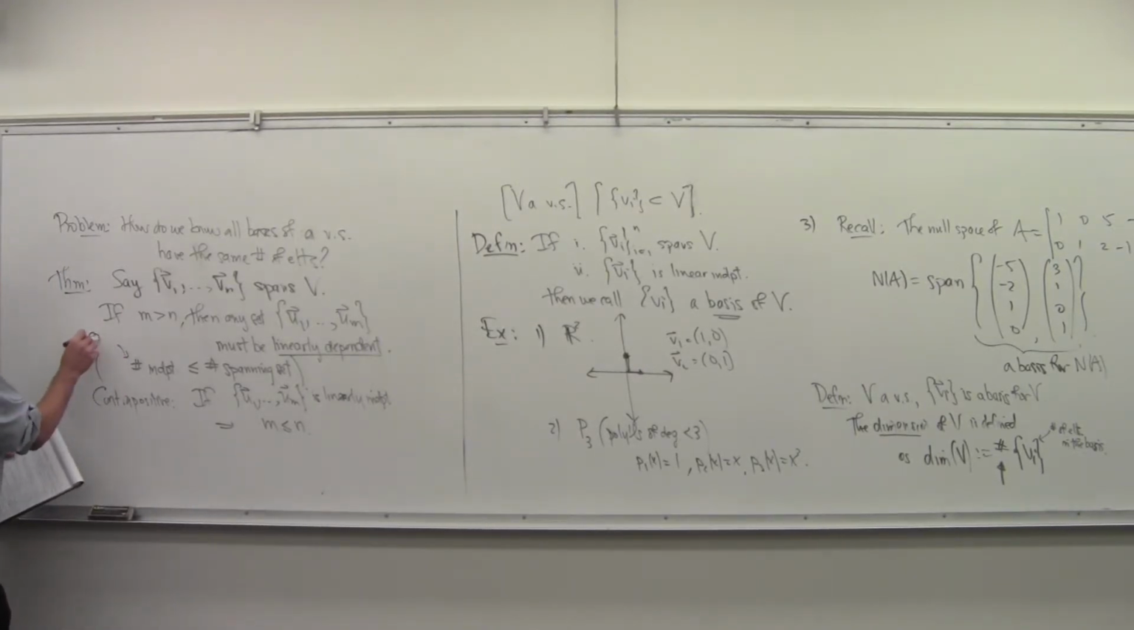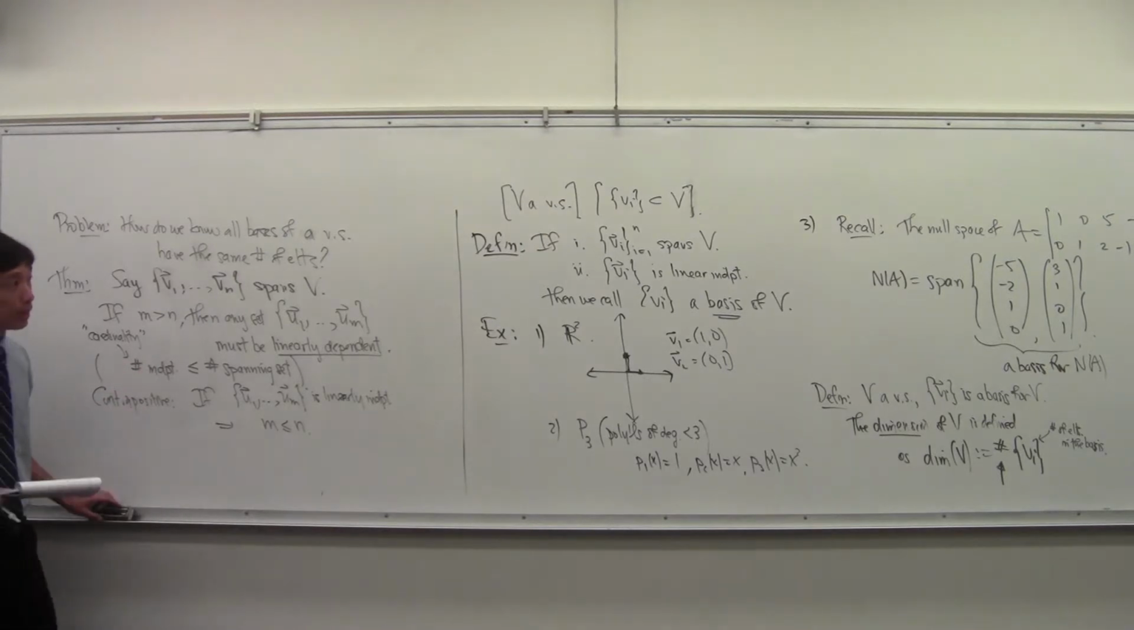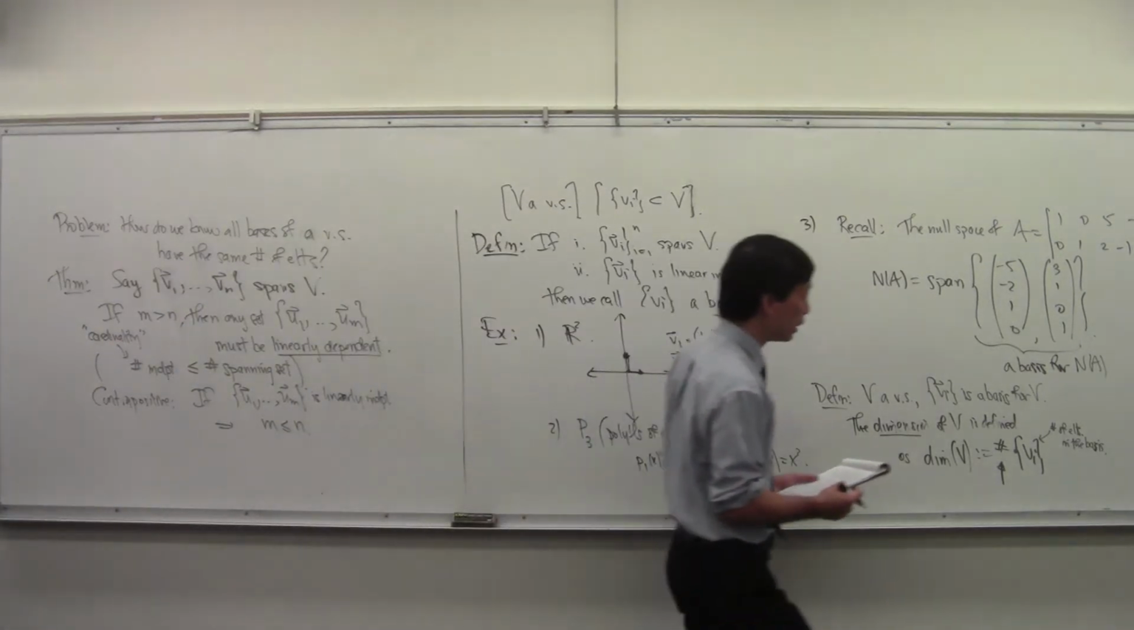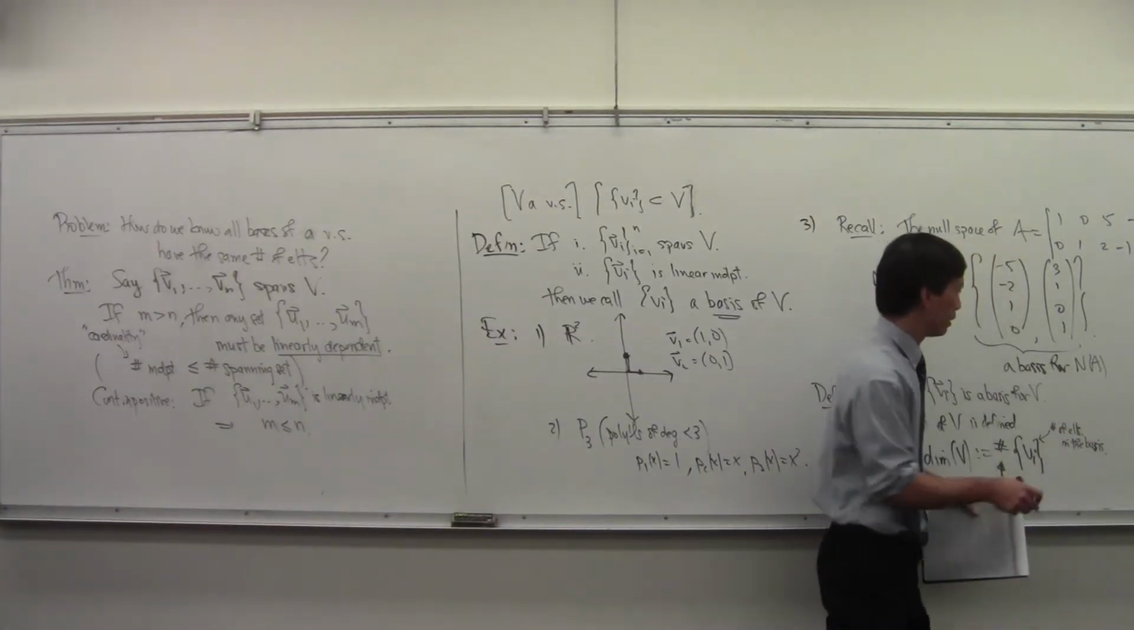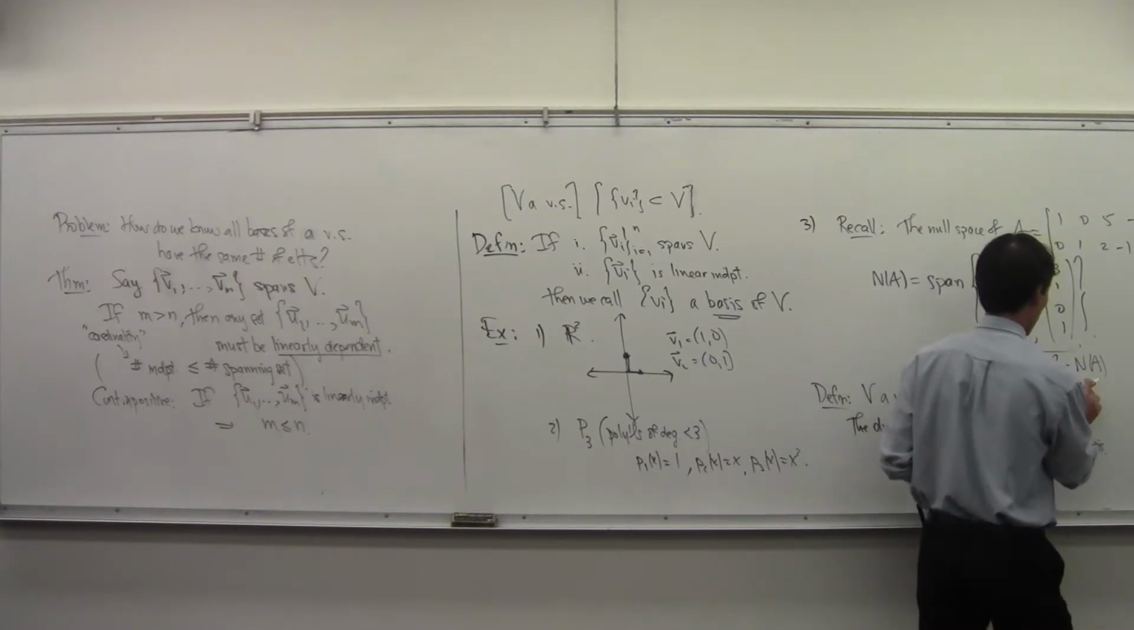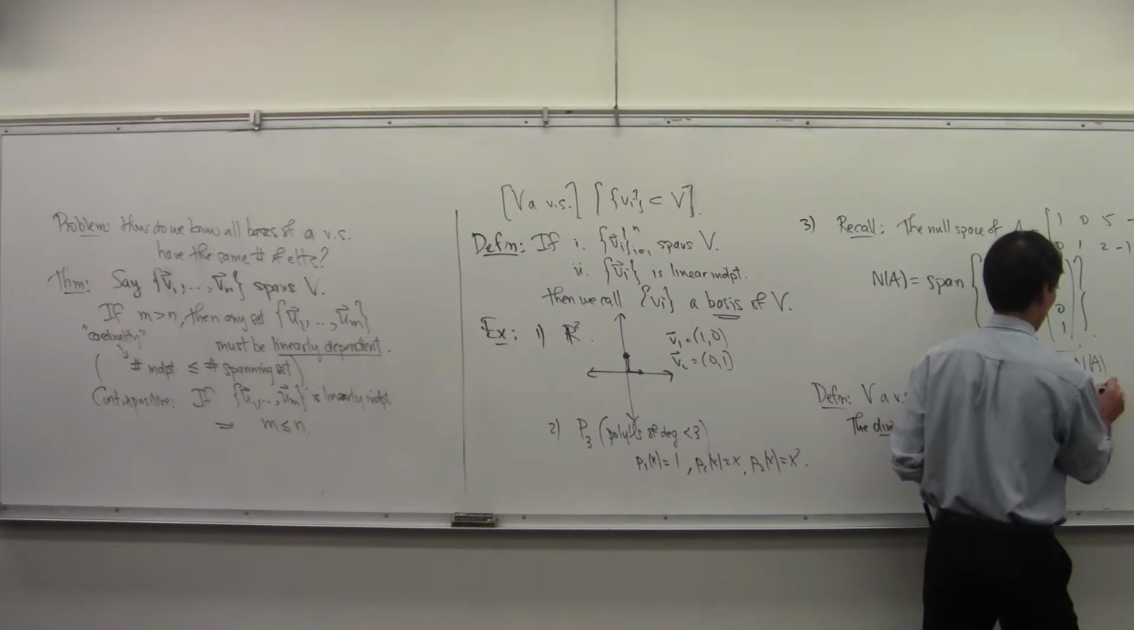This thing is also called cardinality. Cardinality basically just means the number of elements in the set, aka the cardinality of the basis.